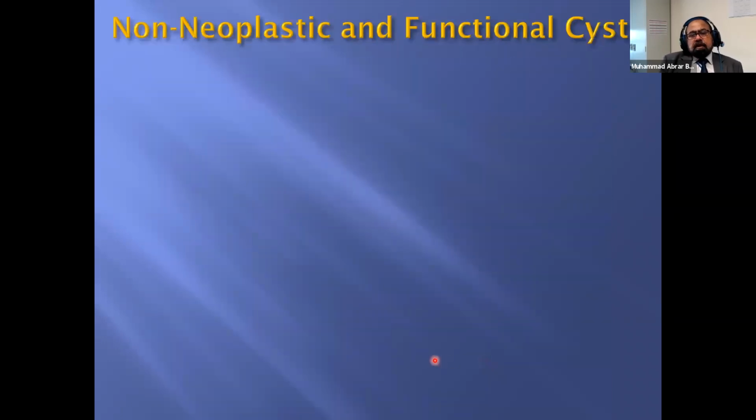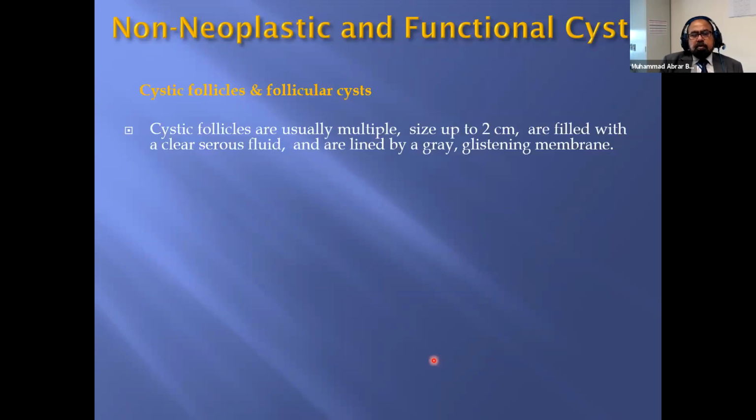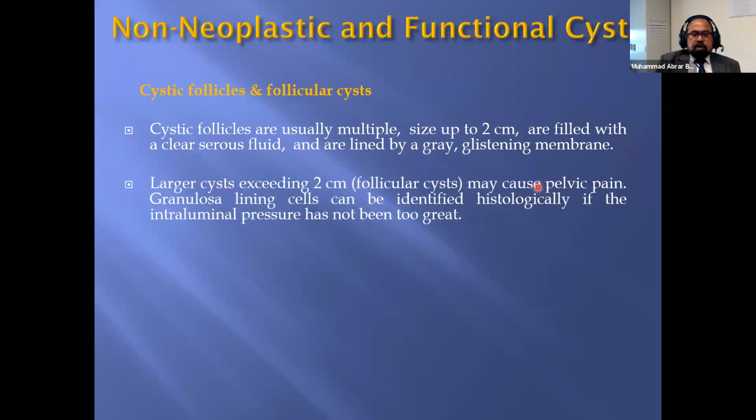We'll be starting with the non-neoplastic and functional cysts. These are commonly seen in the ovary, like cystic follicle or follicular cyst. These cystic follicles are usually multiple in number. The size is less than 2 centimeters, and they are filled with clear serous fluid, and they are lined by a gray glistening membrane, lined by granulosa cells mostly. The larger cysts exceed 2 centimeters, and when they exceed 2 centimeters, they are called follicular cysts. So if it is less than 2 centimeters, they are called cystic follicle, and if it is more than 2 centimeters, they are follicular cysts, and they may cause pelvic pain if they are larger in size.